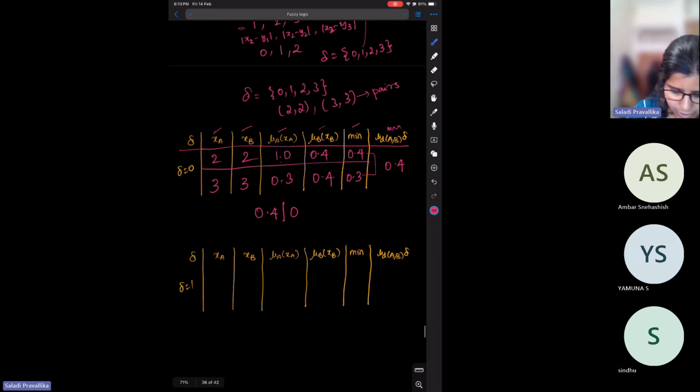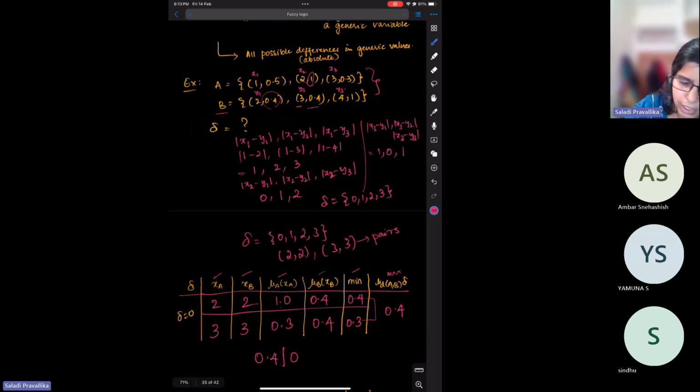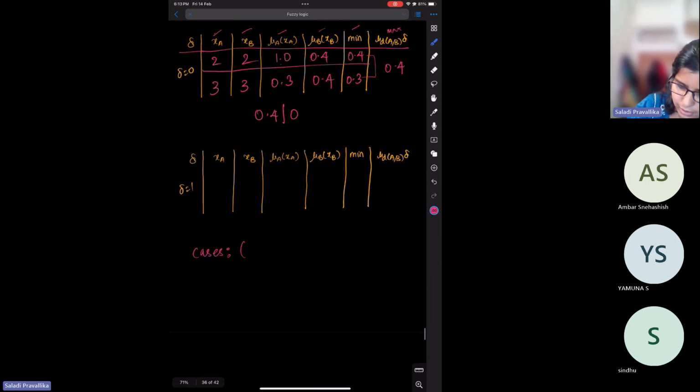Similarly, let's try and do for delta equal to 1. So what are the cases that we have for delta equal to 1? Right? Okay, if we have 1, 2, 3 and 2, 3, 4. Let's write 1, 2, 3 and 2, 3, 4. So for delta equal to 1, what are the pairs that we can form? I can take 1 and 2 here, right?